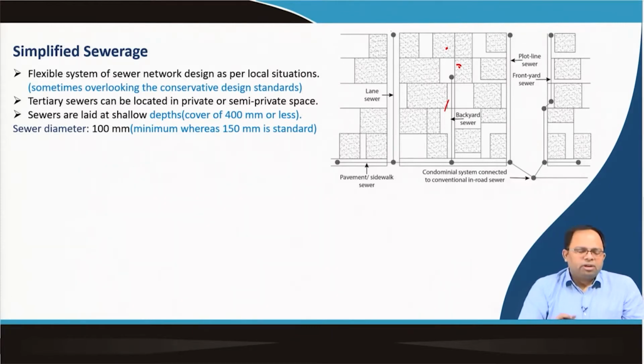So it's not very complicated, and sewers are laid at shallow depths, with a cover of 400 millimeter or less, and sewer diameter of 100 millimeter minimum, whereas 150 mm is standard, which is also standard for normal sewer lines. But the idea behind this is, instead of going for very formal networks, we can go with an informal network and lower depths for the final branch lines or connection lines to the individual houses. This could be done in an informal manner to accommodate all the different plots and buildings which may otherwise not have been served. Maybe in a slum area this is a good approach.